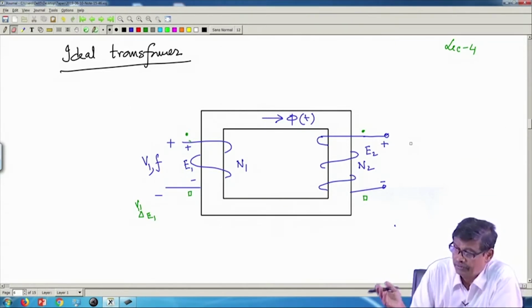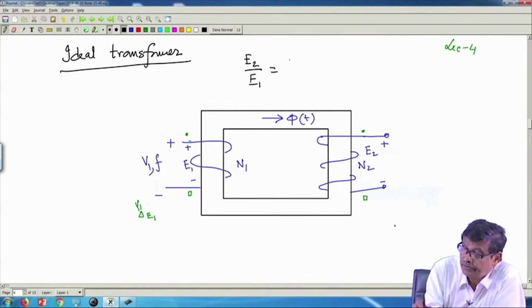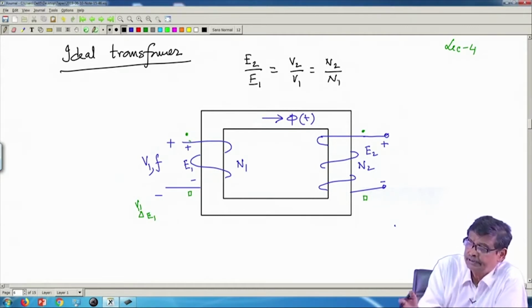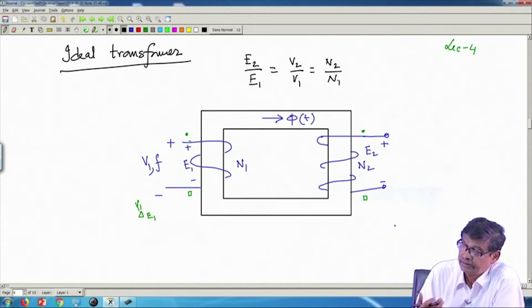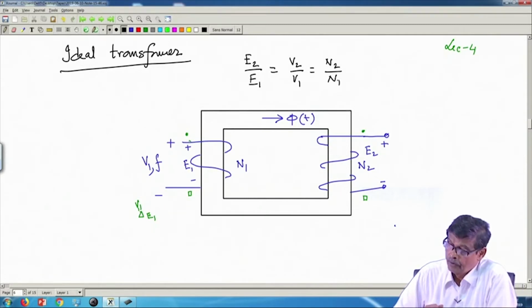Similarly, V2 and E2 will be same, and also we noted that the ratio E2 by E1, the RMS values of the induced voltages, that is V2 by V1, is equal to N2 by N1. This is the essential thing of a transformer. Therefore, you can change the level of voltage simply by manipulating the turns ratio.